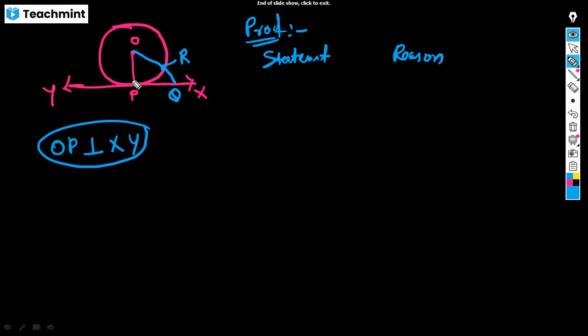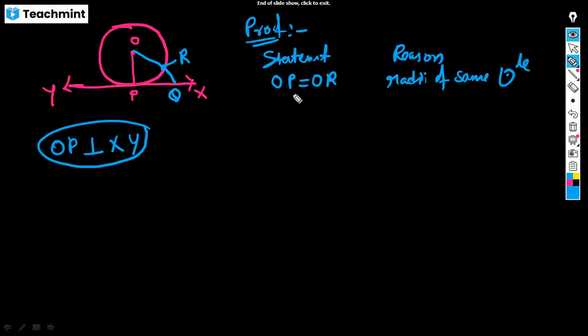So how can I prove that OP is the shortest, comparing with the other one I have taken, OQ? If I prove that OP is shorter than OQ, then for any point you take on this line and join from the center O, OP will always be shorter than the line segments. Therefore, OP is the shortest distance. If OP is the shortest distance, it has to be perpendicular to XY. So how can I prove that? The first step I'm going to write is OP is equal to OR. What is the reason? Radii of the same circle.